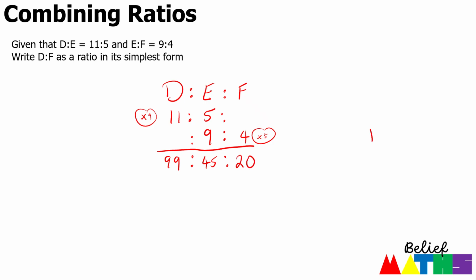Now the question asks for DF as a ratio in its simplest form. So DF is then 99 to 20. Now to check if that can be simplified, we can just put that in our calculator, which is 20 over 99. And if we press equals as a fraction, it will give us 20 over 99, which means it can't be simplified. So this is our final answer.